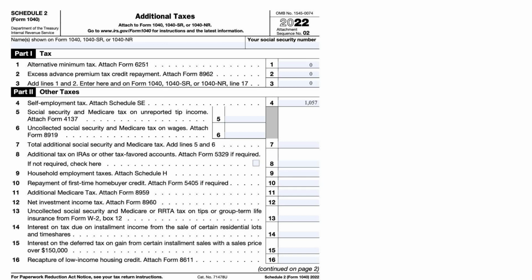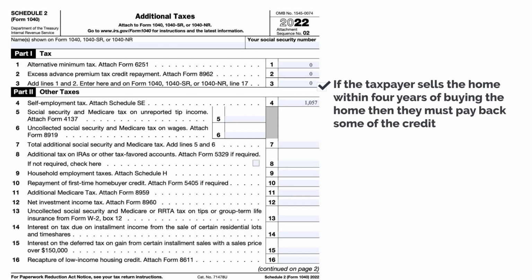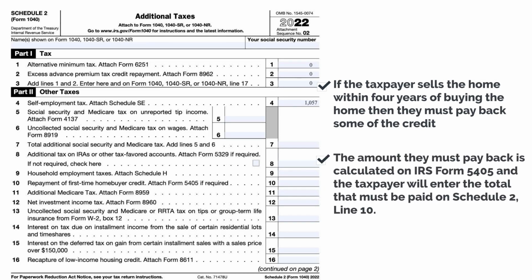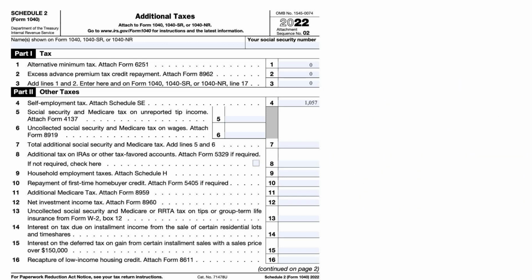A taxpayer whose income falls into certain limits is able to take a tax credit for the first time they buy a home. If the taxpayer sells a home within 4 years of buying the home, then they must pay back some of the credit. The amount they must pay back is calculated on IRS Form 5405, and the taxpayer will enter the total that must be paid on Schedule 2, line 10.